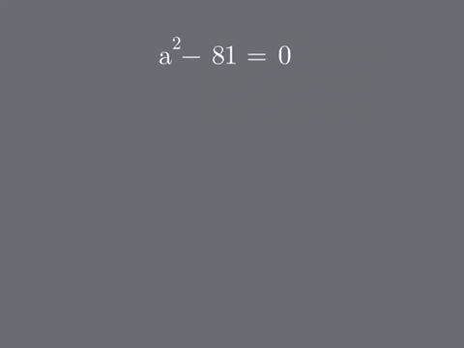The next equation we're going to factor is a squared minus 81 equals 0. So you can see that this is a difference of squares. So remember, it needs to factor into two binomials that are exactly the same, except one has an addition sign, one has a subtraction sign. So this will factor into a plus 9 times a minus 9, and it's all still equal to 0.